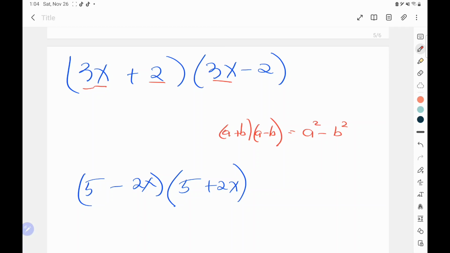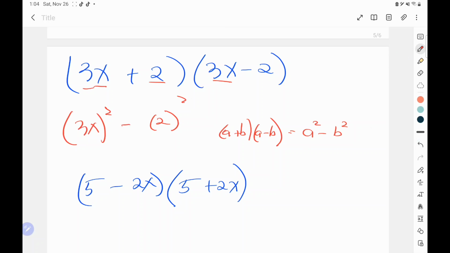So it says here that you just have to square the first term and square the last term, and then it should be minus. For example, here, square the first term, which is 3x squared. Square the last term, which is 2 squared. And it should be minus. That's it. That's your answer.